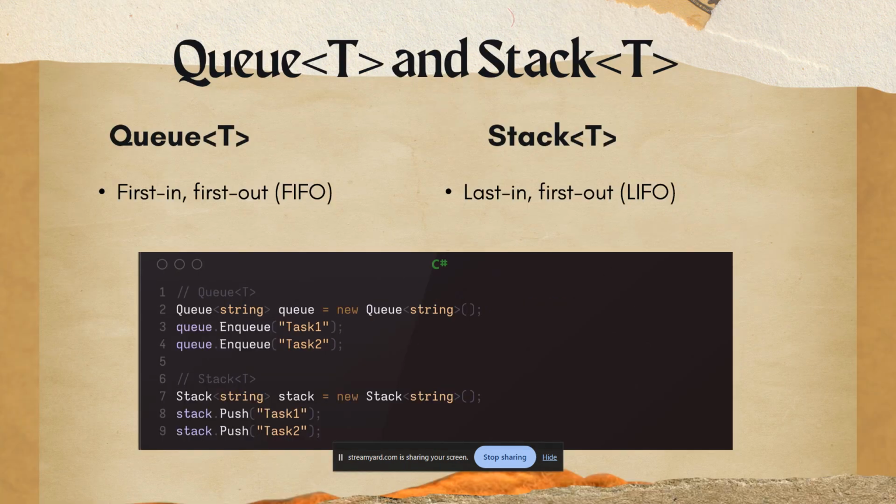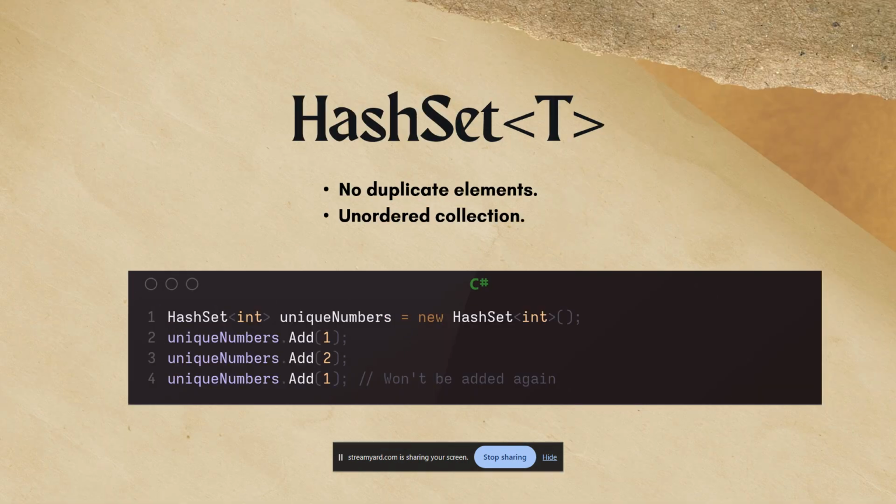We also have Queue and Stack, both of which are commonly used for processing items in different orders. A Queue works on a first in, first out basis, while a Stack works last in, first out. Think of a Queue as people lining up for a cafe, and a Stack like a pile of plates, where the last one placed on top is the first one to be used.